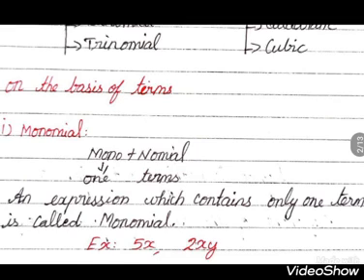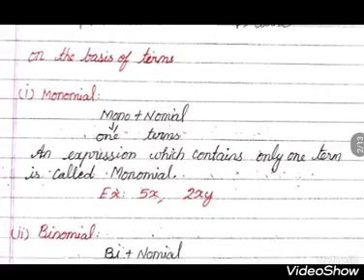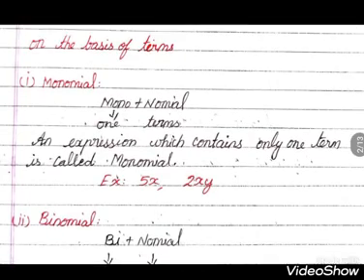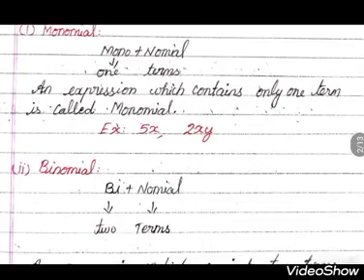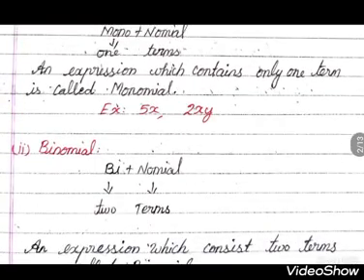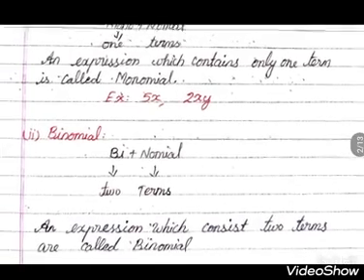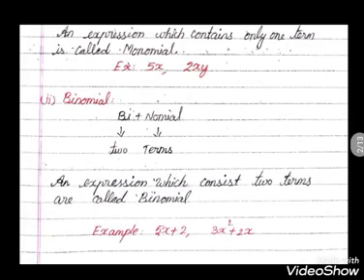And next we move on to binomial. So what is meant by binomial? Binomial can be split as bi plus nomial. So bi means 2 and nomial means terms. So an expression which consists of two terms is called binomial. So what is the example? Example: 5x plus 2, 3x square plus 2x.